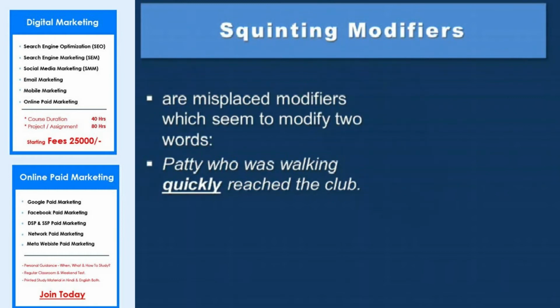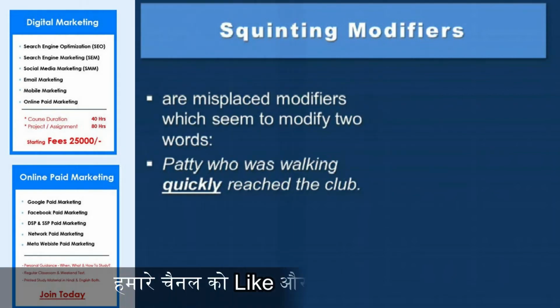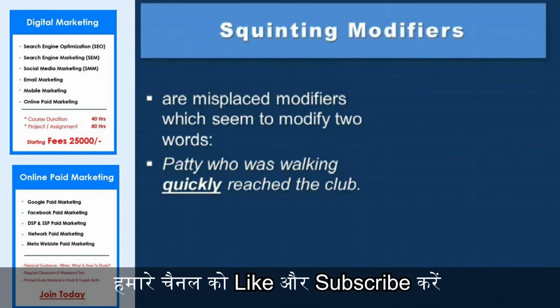So, quickly modifies which one? This is an ambiguous sentence. This may convey two ideas. First one, Patty was walking quickly or she was reaching quickly. This is, as said earlier, creating an ambiguity. So, these are squinting modifiers. They seem to modify two words. So, you should correct these sentences in such a manner that they are modifying only one word and not two words.